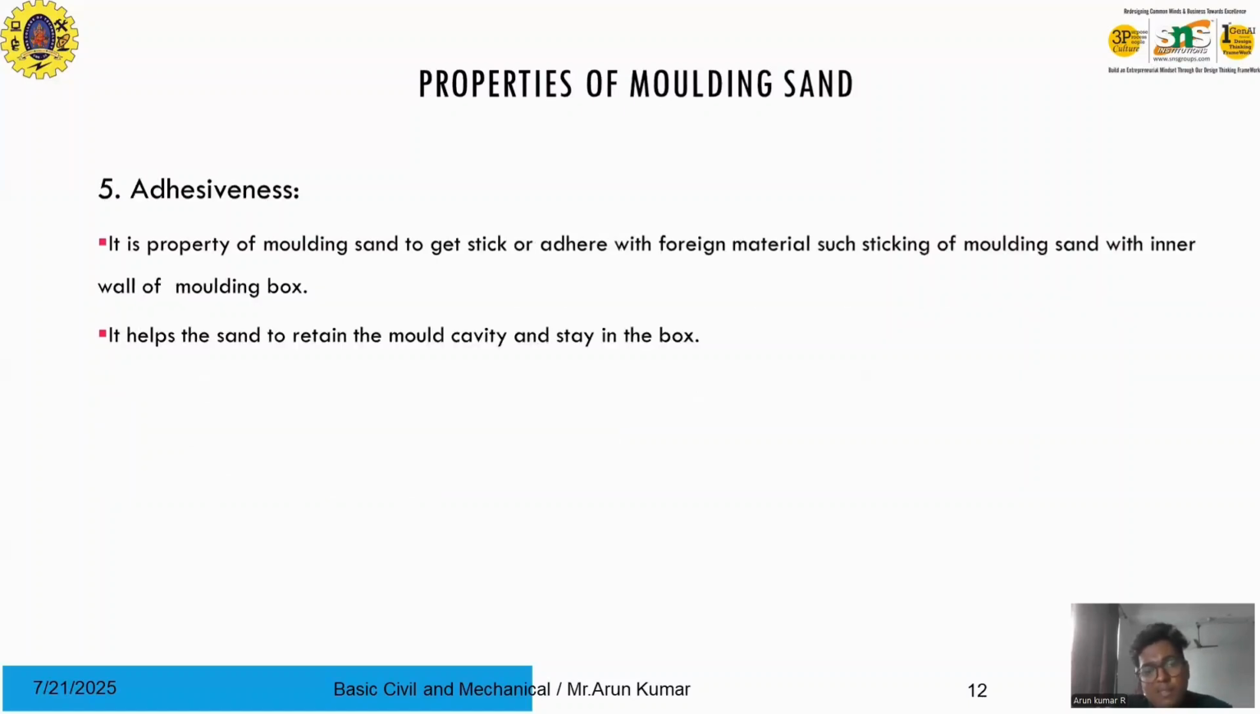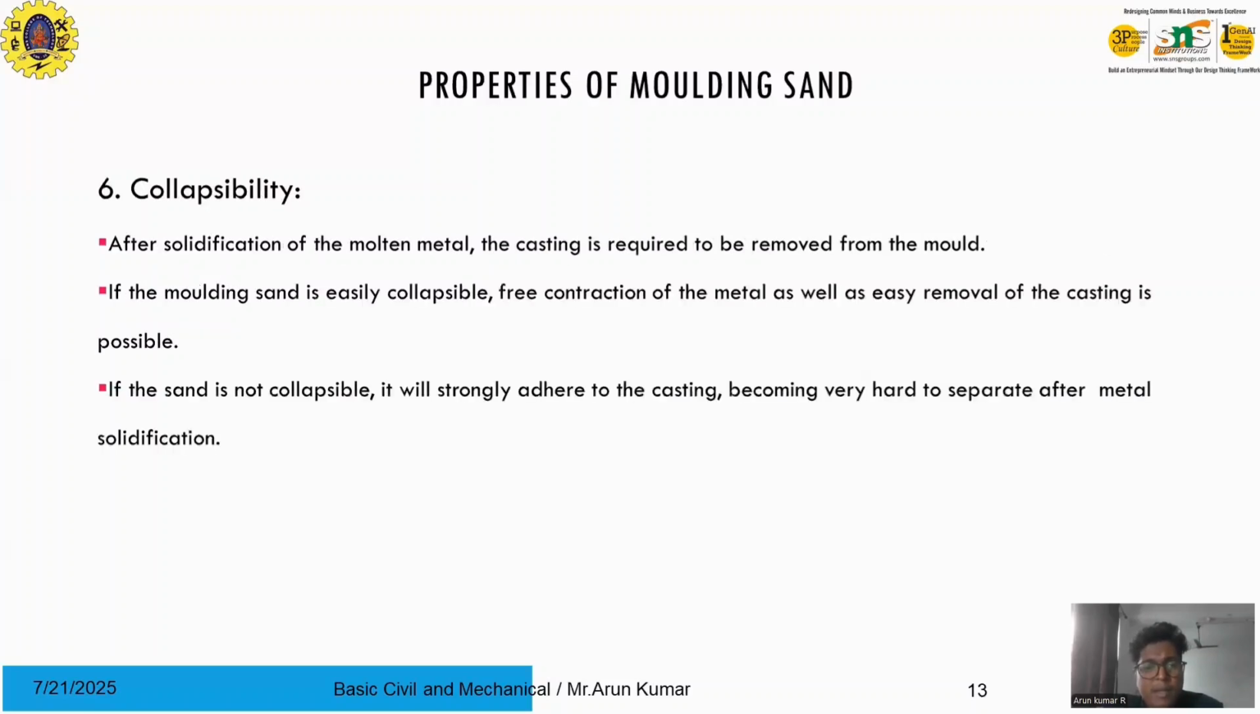The last one is adhesiveness. Adhesiveness is the property of the sand to stick or adhere to foreign material, such as the sticking of the molding sand to the inner wall of the mold box, which helps to retain the cavity and stay in the box.